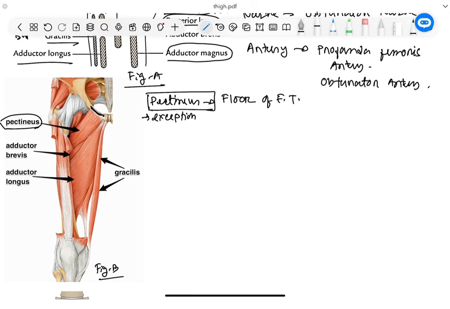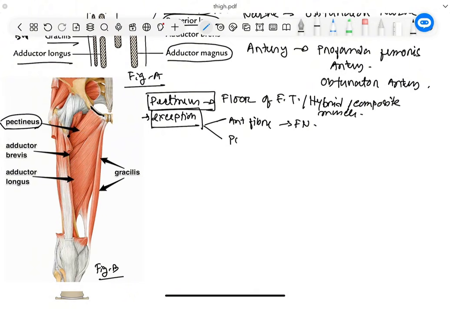Pectineus muscle has two nerve supplies. So, you can remember it is a hybrid, or we can say composite muscle. As it is a hybrid or composite muscle, now the exception will come. Pectineus is supplied by two nerves. What are the two nerves? One will be the femoral nerve and another will be the anterior division of obturator nerve. So, the anterior fiber of the pectineus will be supplied by femoral nerve and the posterior fiber of the pectineus will be supplied by the obturator nerve. I am writing in shortcut.